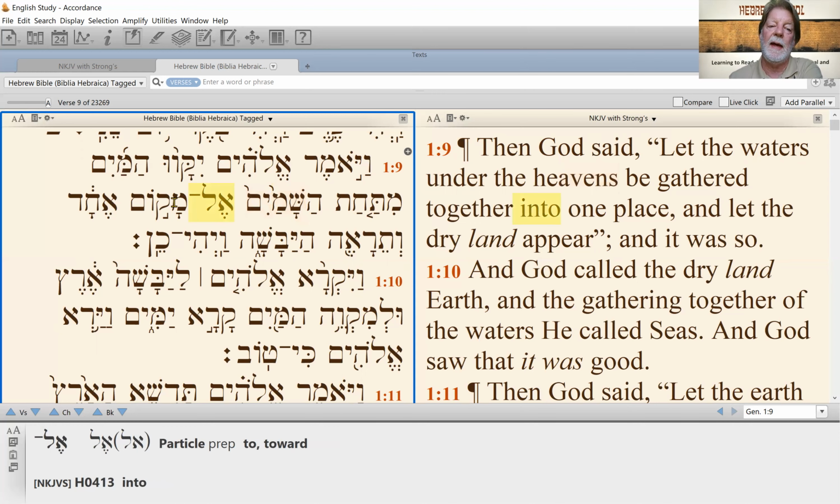Tahat hashamayim el makom echad, into one place. So he didn't want them scattered all over the surface of the earth. He wanted them gathered into one place. Va'tera'eh, and God saw. I'm sorry. This is the word appear.